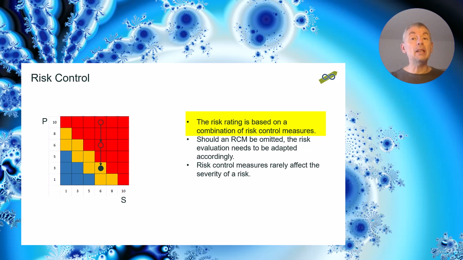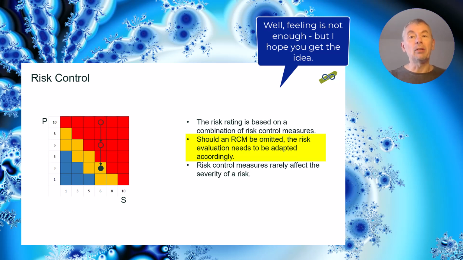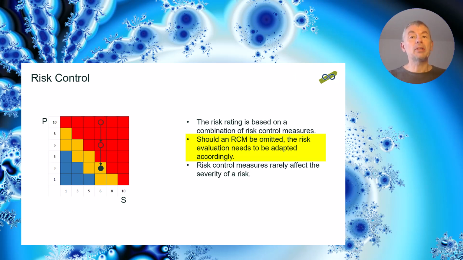So this also means that you need to know what risk control measures have been considered in this evaluation, and should you skip one or the other, then you also have to re-evaluate the risk to make sure you're still in an area where you feel the risk-benefit ratio is favorable. And as I already said, most risk control measures do not affect the severity, they usually work just on the probability of a risk to materialize. So, that's it. Let's see how this continues.